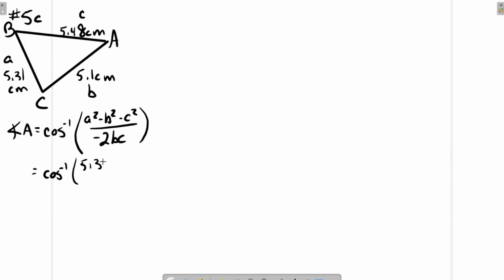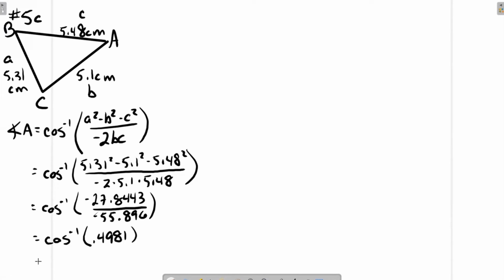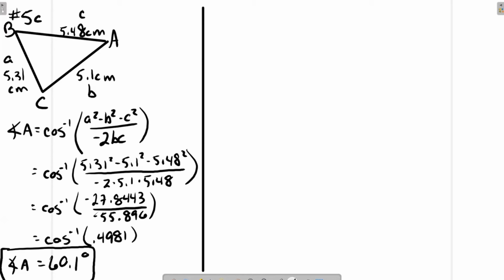Substituting in the numbers, 5.31 squared minus 5.1 squared minus 5.48 squared divided by negative 2 times 5.1 times 5.48, which is equal to the arc cos of negative 27.8443 divided by negative 55.896. So we're looking for the arc cos of 0.4981, which we can do on our calculator, and we come up with that angle A is equal to 60.1 degrees.